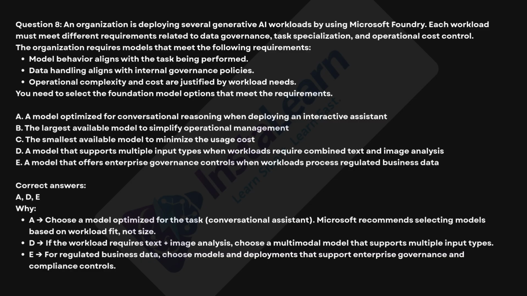Correct answers are A. A model optimized for conversational reasoning when deploying an interactive assistant. D. A model that supports multiple input types when workloads require combined text and image analysis. And E. A model that offers enterprise governance controls when workloads process regulated business data. Here's why. A. Choose a model optimized for the task, conversational assistant. Microsoft recommends selecting models based on workload fit, not size. D. If the workload requires text plus image analysis, choose a multimodal model that supports multiple input types. And E. For regulated business data, choose models and deployments that support enterprise governance and compliance controls.